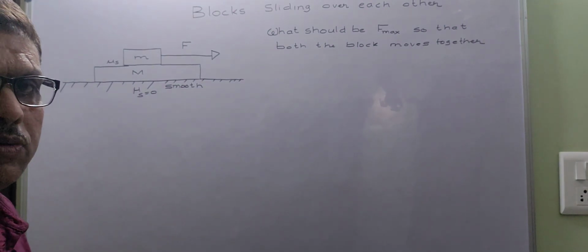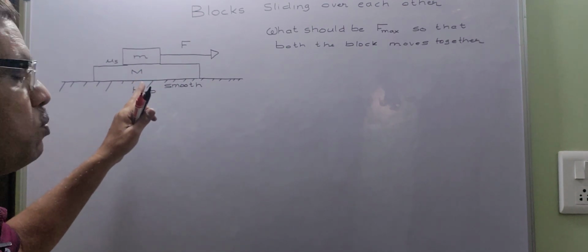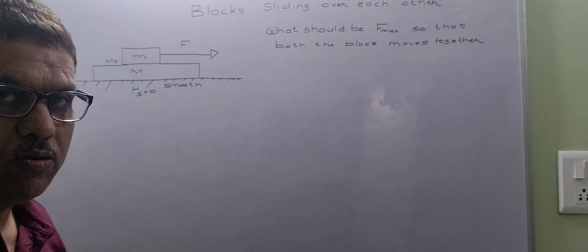So let us see the situation. What should be the maximum value of this force F, so that the smaller block and bigger block move together? How to decide this maximum value of force?